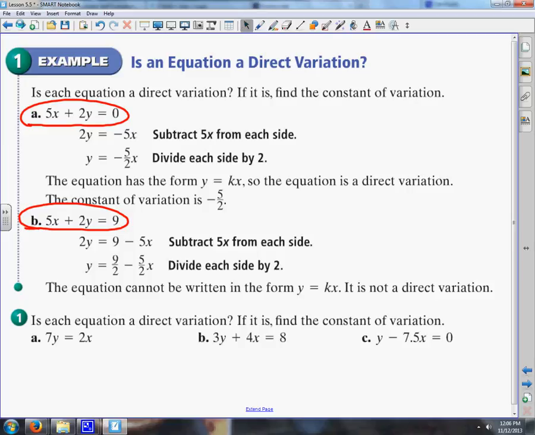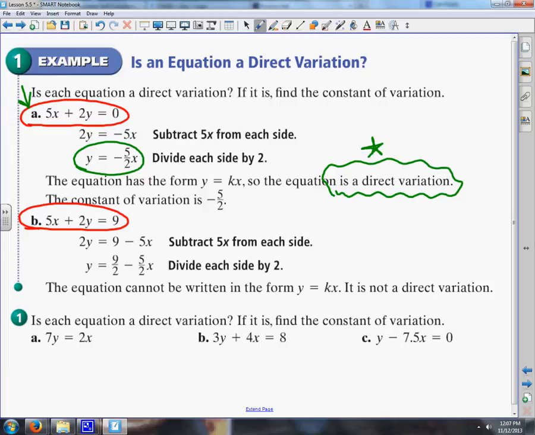So what you do is you solve the equation for y. Right here in letter A, they minus 5x and then they divided by 2, and they got y equals negative 5 over 2 x. This equation has the form y equals kx, so the equation is a direct variation. It is a direct variation.